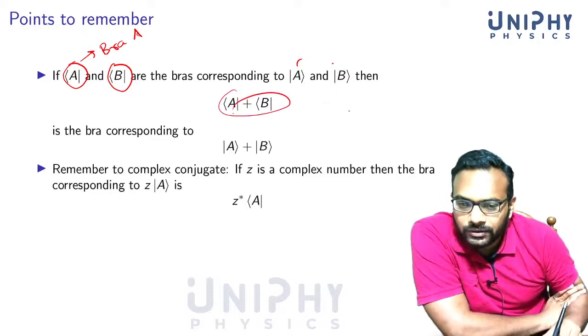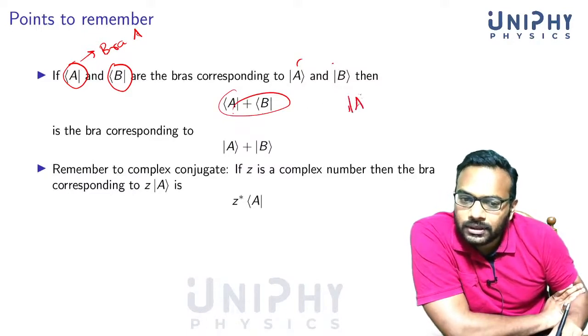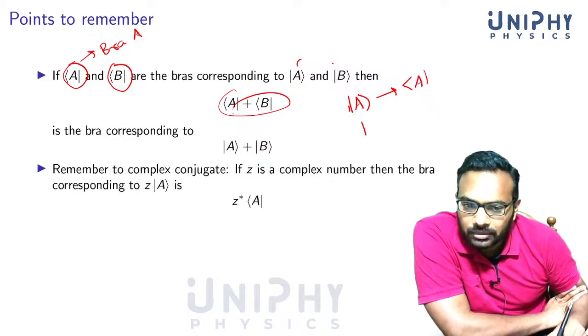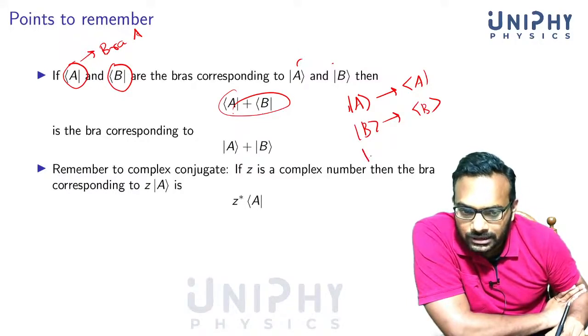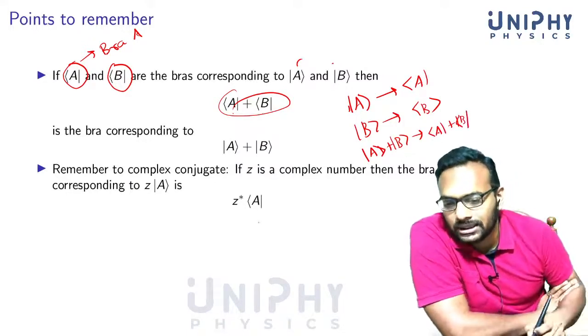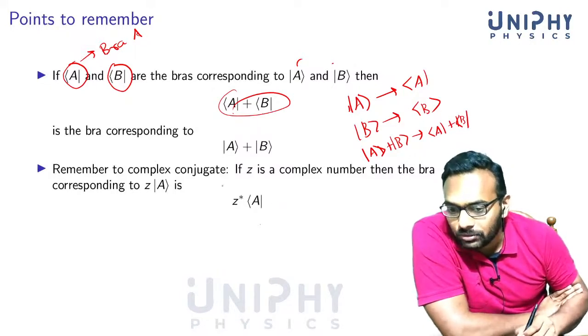Okay, so if the bra corresponding to A is this and the bra corresponding to B is this, then the bra corresponding to A plus B is simply A plus B. It's just like taking the complex conjugate, but it's not the complex conjugate. Another thing you want to remember is that there is a complex conjugate.